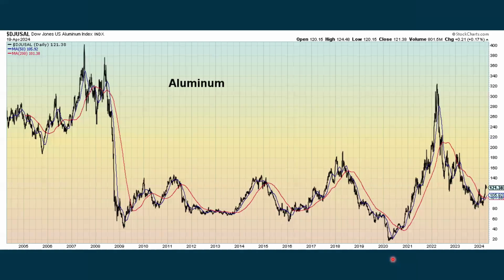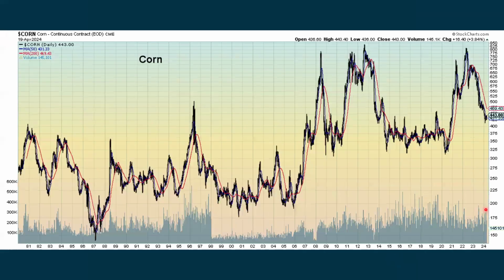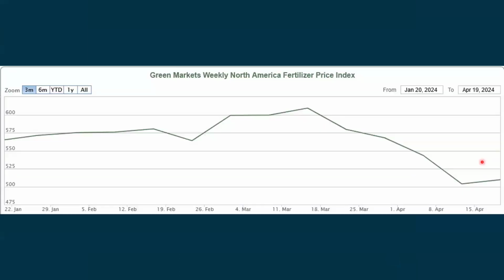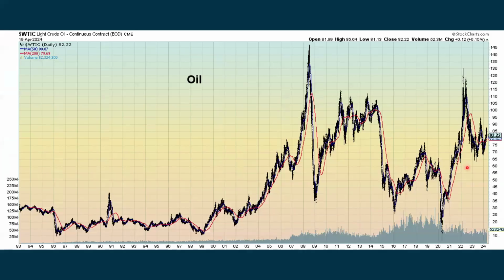Some other markets we just look at just to get an idea where they're at. Aluminum is now starting to see an uptrend here, where corn continues to decline. Wheat is also declining. Fertilizer is ticking up a little bit recently, but has been dropping off over the last year or so. Oil, which has been quite volatile lately, was really spiking up as there were tensions in the Middle East. Now it's starting to fall back again.